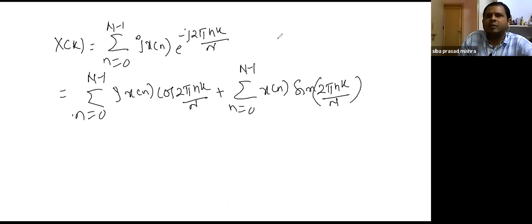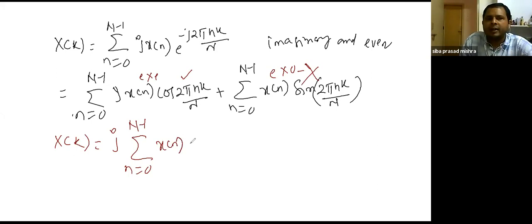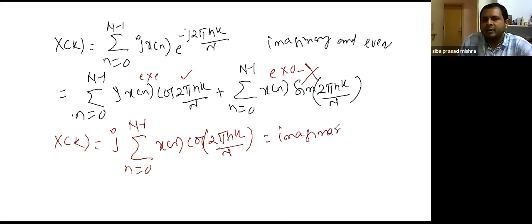Now it is very simple because x of n is imaginary and even. Yes or not? Imaginary and even means, this is even multiply even, this part will exist, and this is even multiply odd, this part will vanish. Okay, so simply x of k equals j summation of n 0 to n minus 1 x of n cos of 2 pi nk by n. So no doubt j term is there, so we will get imaginary, and cos term is there, we will get even, no problem. It is imaginary and even.